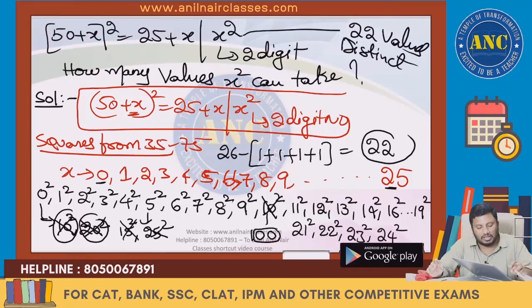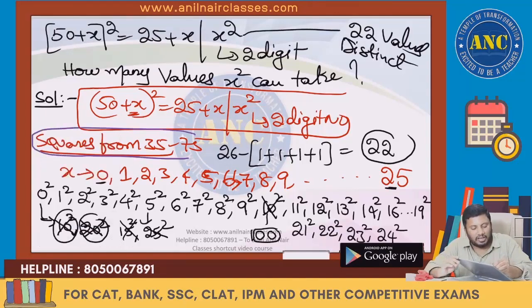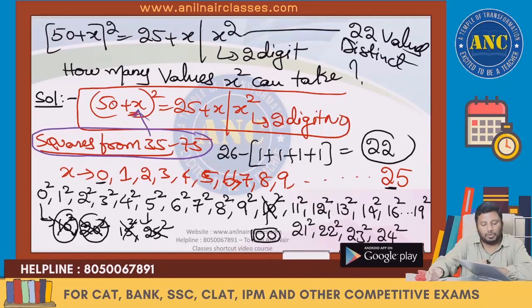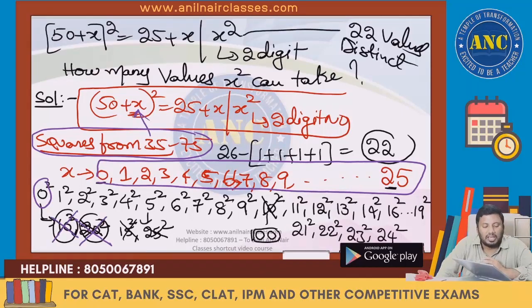Because I want the squares from 35 to 75, x can go up to 25. So from 0 to 25, all the values I gave to x. 0 square is 0, 0, 0. 10 square is 100, 0, 0. 20 square is 400, 0, 0. If I take 0 square, 10 square and 20 square I cannot take. 5 square is 25. 15 square and 25 square I cannot take. I hope it is clear.